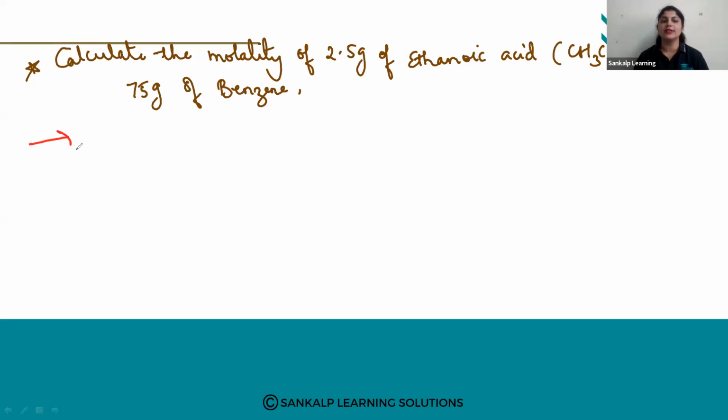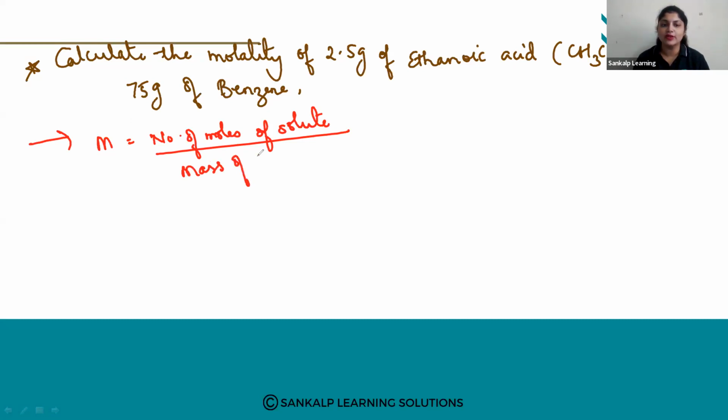What is molality? Molality, small m, is equal to number of moles of solute divided by mass of solvent in kg. This is the smallest unit you have to take. They have taken in grams, so into 1000 gram per kg. This is the formula.